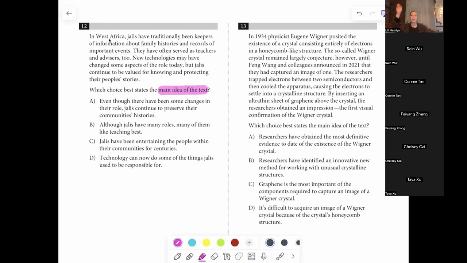For those of you just arriving, can you just pop your full name in the chat? Yeah, perfect.